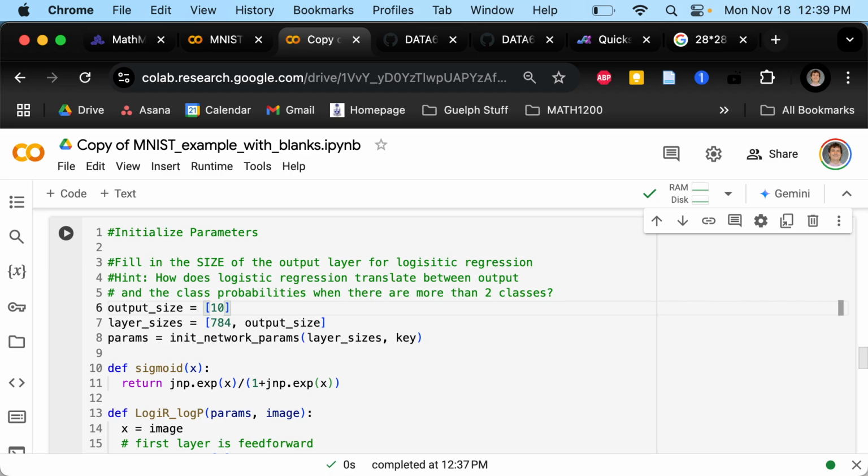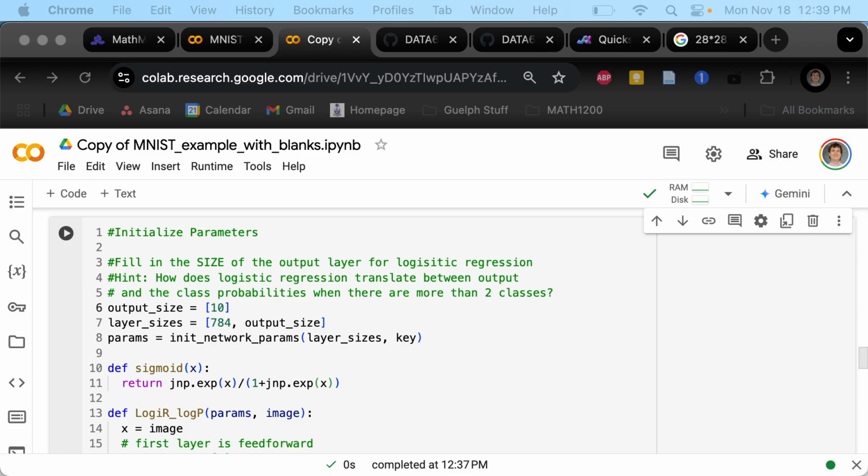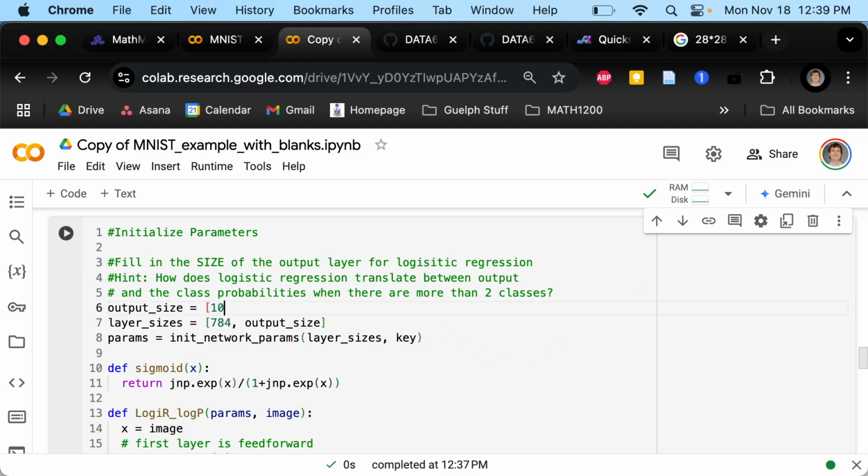Logistic regression. Layer sizes. I think I just want this to be 10, and that's because output size gets fed into layer size. So the layer sizes are now 784, 10. That is the little picture that I drew.